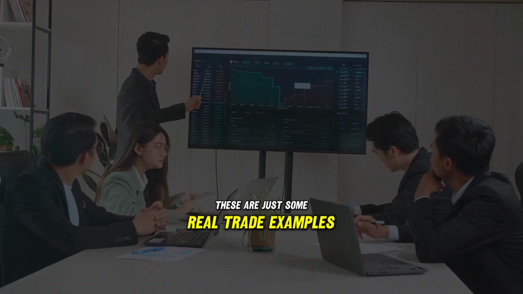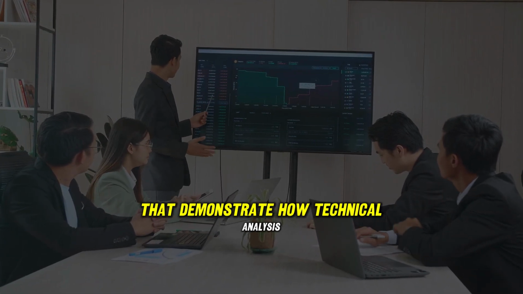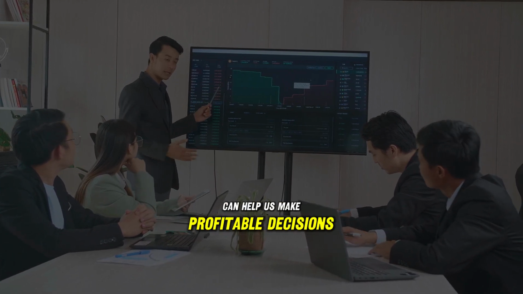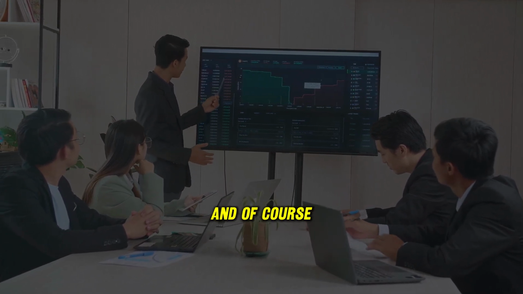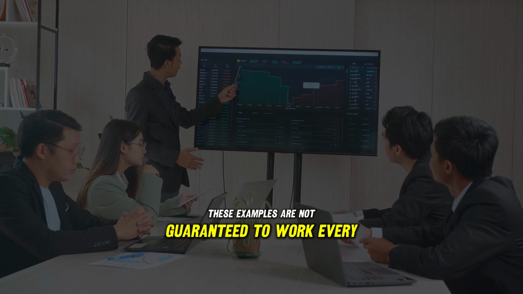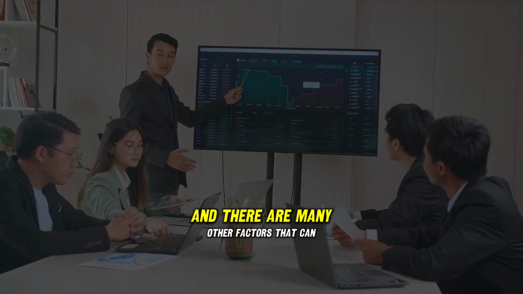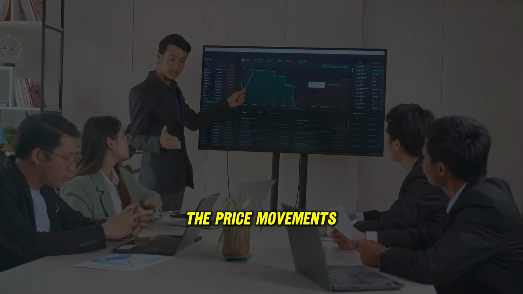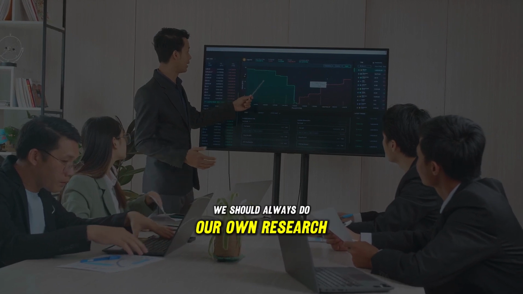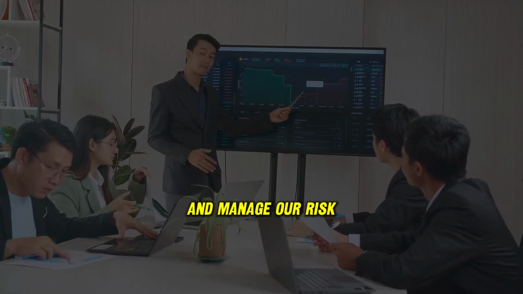These are just some real trade examples that demonstrate how technical analysis can help us make profitable decisions. And, of course, these examples are not guaranteed to work every time, and there are many other factors that can affect the price movements. We should always do our own research, test our strategies, and manage our risk.